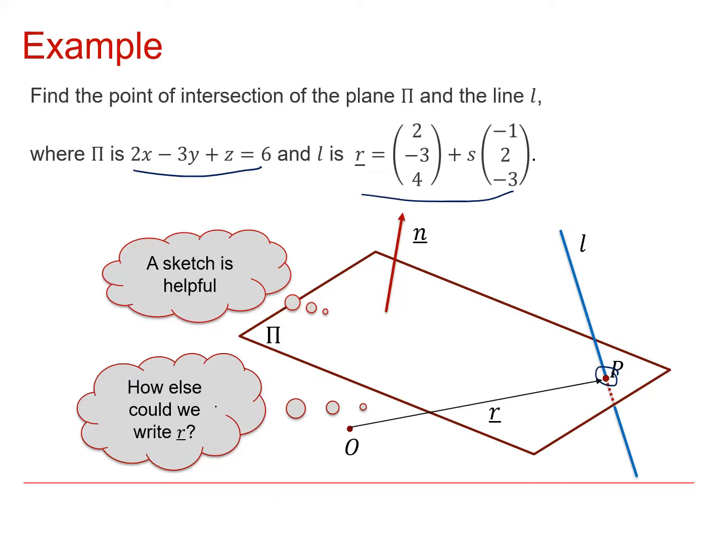Now, we've got a little hint here. How else could we write R? Well, you've got R here in terms of the vector form, but remember from the previous slide we also said that R is x, y, z, and that means that we can pull out from here values for x, for y, and for z, which I can then substitute back into here, and that's exactly what we're going to do.